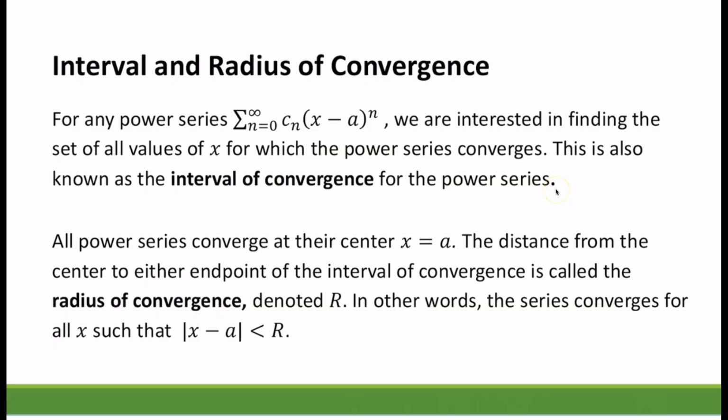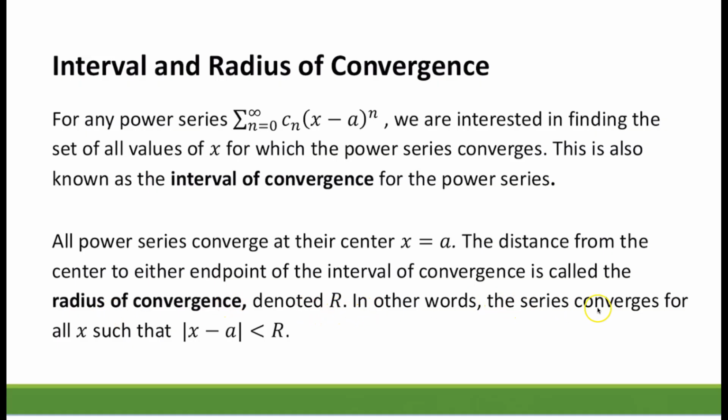So again, kind of like the idea of a domain. What x values work, as in what x values can I substitute in that will make this series converge? So that's called the interval of convergence for the power series. All power series converge at their center at x equals a, which again we can find by setting that inside part equal to 0. And then the distance from the center to either end point of the interval is called the radius of convergence, denoted by capital R.